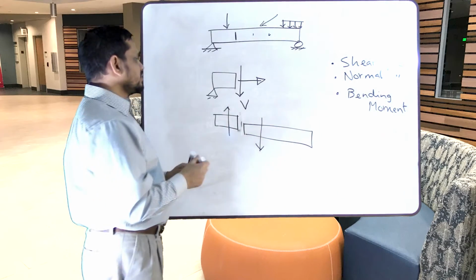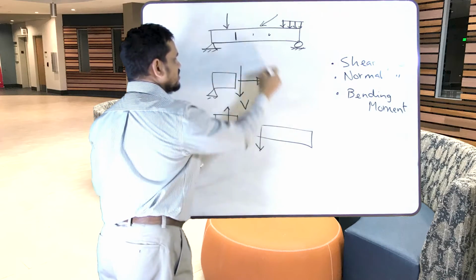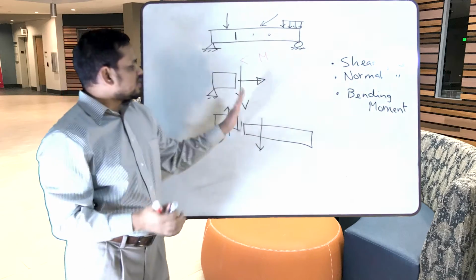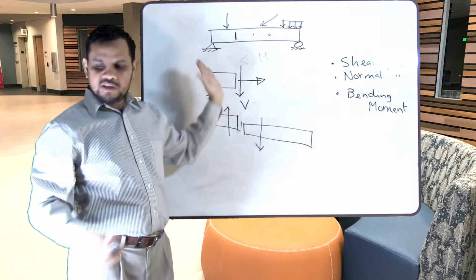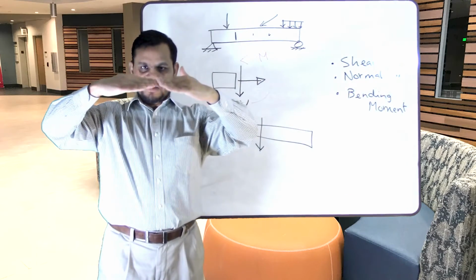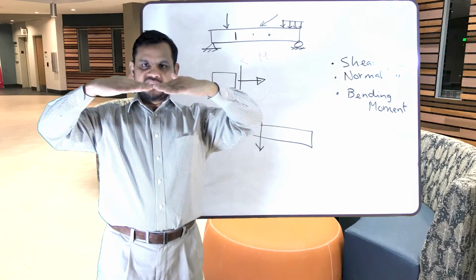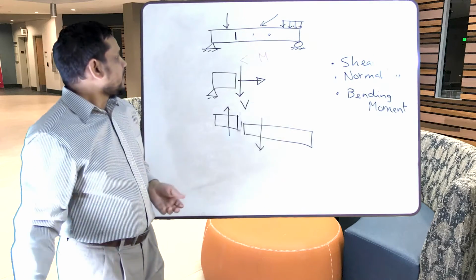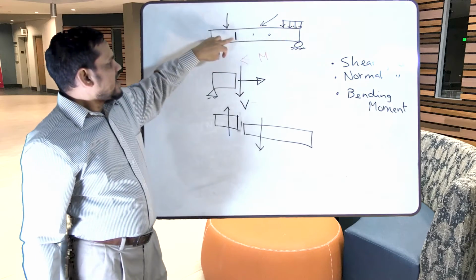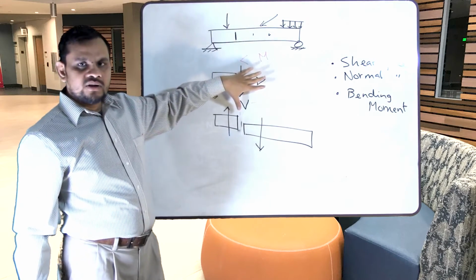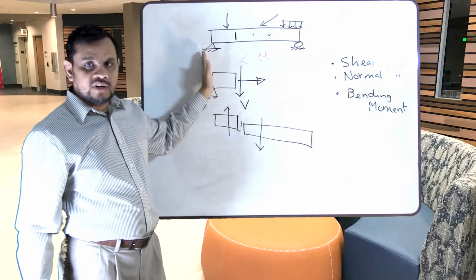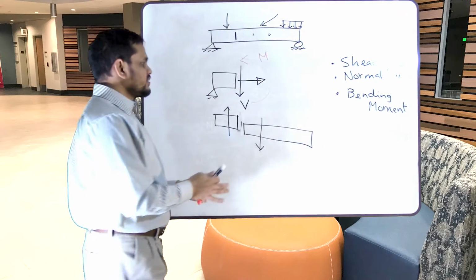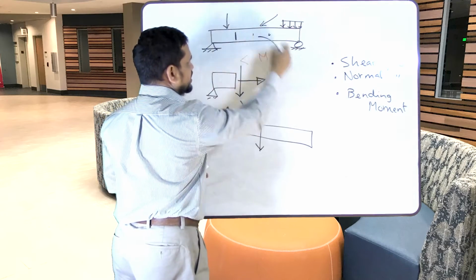Other kind of reaction is moment. And moment we consider counterclockwise. It means the beam will bend this way. If the beam bends downward, we consider it a positive moment. Now, at this point, there are three internal reactions. So we considered the left part. Can we consider the right part? Yes, no problem. If we consider the right part, say I am drawing here.